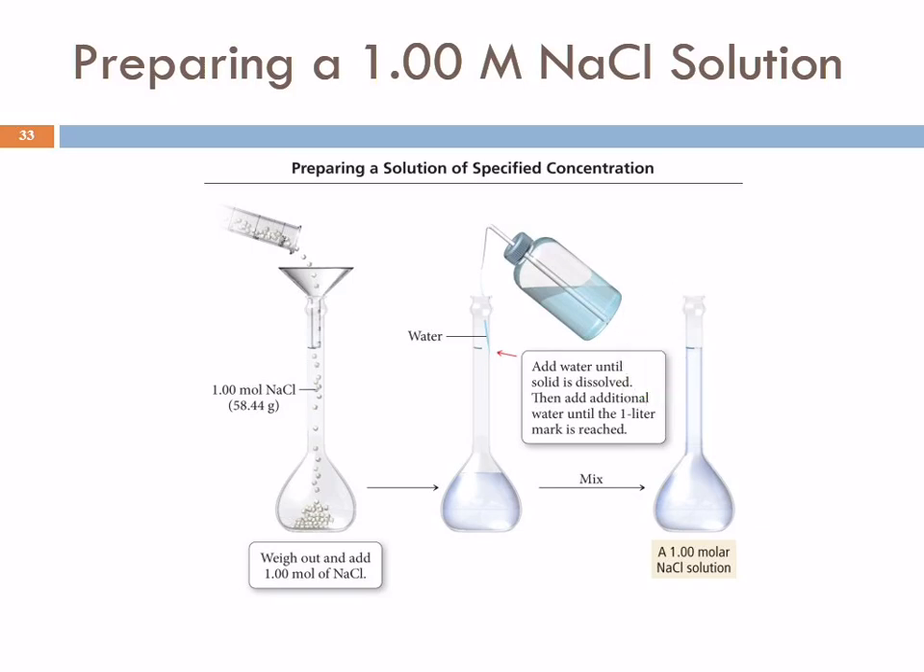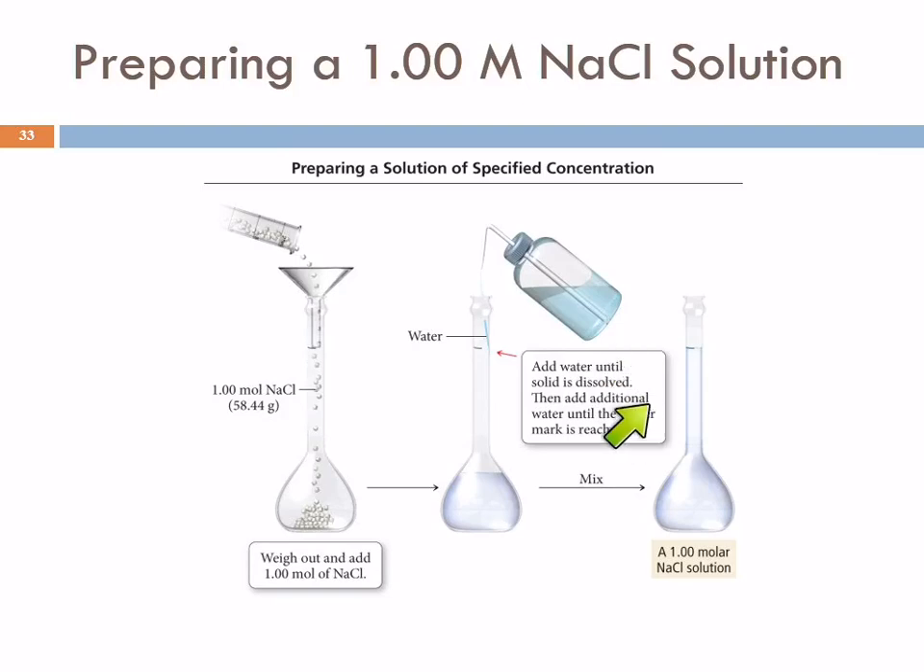Then you stopper the flask, and you need to invert it and let the bubble go up and then turn it right side up again. You need to do that like 20 times to make sure that it's thoroughly mixed. And then you have a 1 molar sodium chloride solution. Any questions?